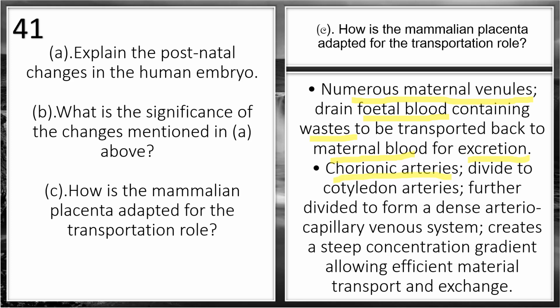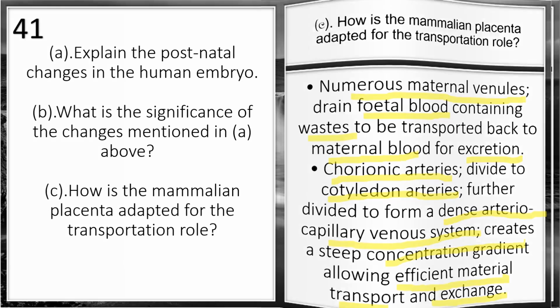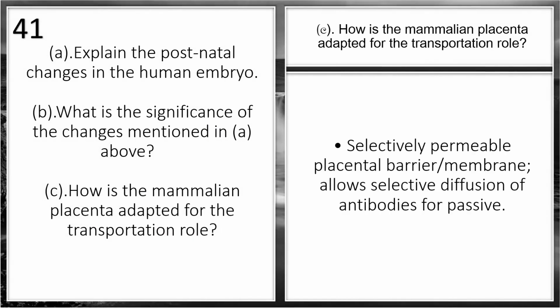Chorionic arteries divide into cotyledon arteries, further dividing to form a dense arterial-capillary-venous system, creating a steep concentration gradient, allowing efficient material transport and exchange. Selectively permeable placental barrier membrane. This allows selective diffusion of antibodies for passive immunity.